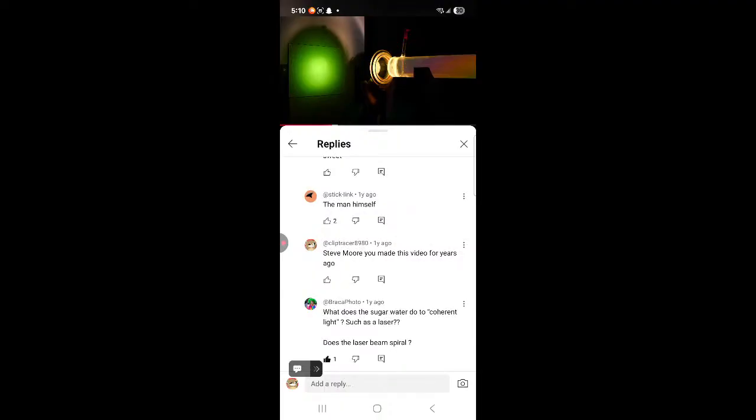Does this beam spiral? Okay, let me explain to you what a beam of coherent light is. I gave it a thumbs up because, first of all, I don't think it just spirals. Although the design, the physical design and the way that each crystal being the same in the emulsion of light water or salt water, sugar water.